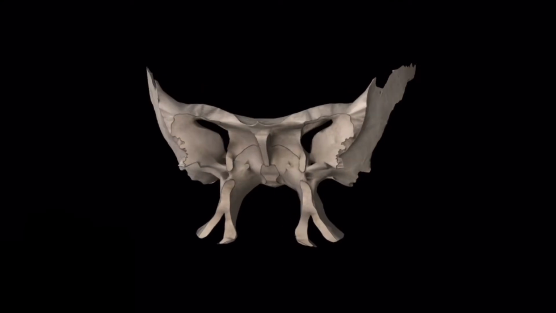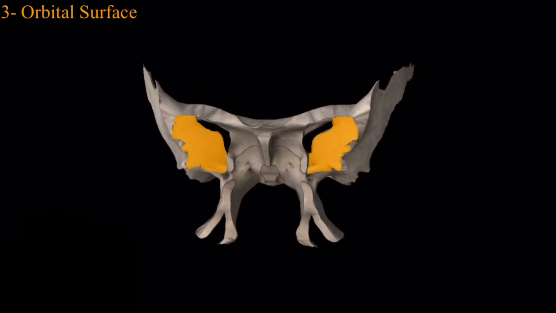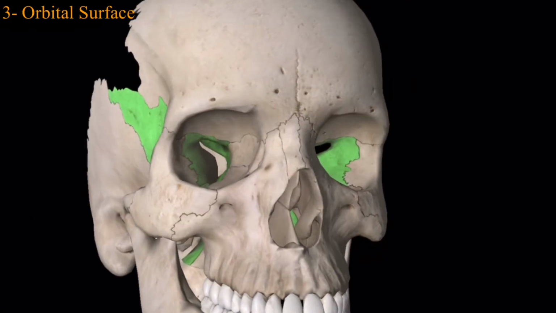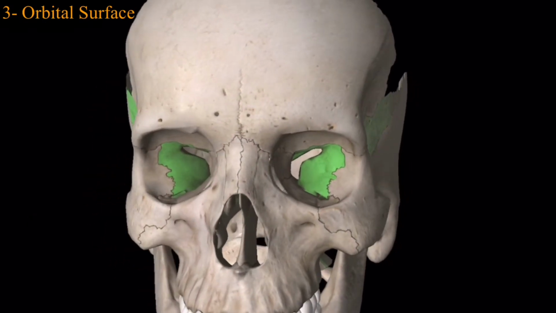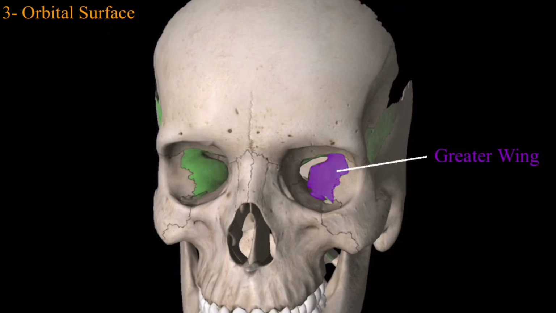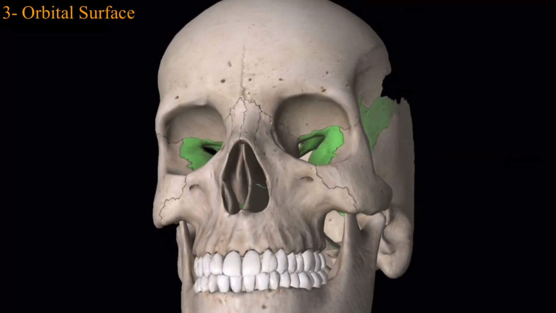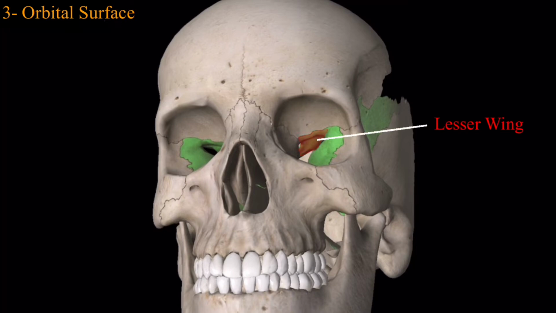Now we come to the orbital surface. This is the orbital surface of the greater wing. This whole green is the sphenoid bone. This is the greater wing of the sphenoid bone, while that is the lesser wing of the sphenoid bone.